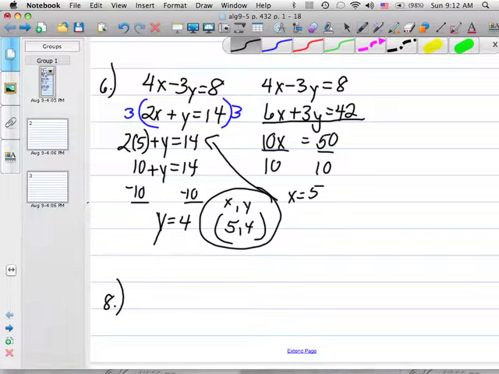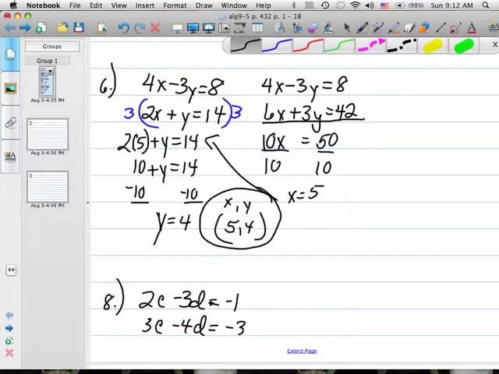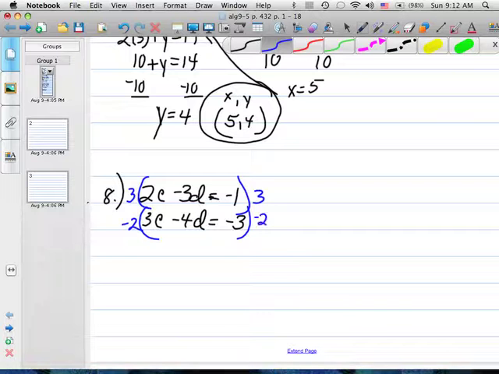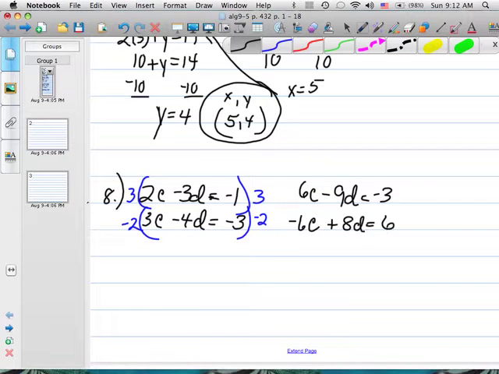Problem number 8, which is still the oral exercises. The system is 2c minus 3d equals negative 1, and 3c minus 4d equals negative 3. So looking at this, if I multiply the top by 3 and the bottom by negative 2, I can get two variables, same number but different signs. So the new system would be 6c minus 9d equals negative 3, and negative 6c plus 8d equals 6. These would go out, so that would give me negative d equals 3, so d equals negative 3.